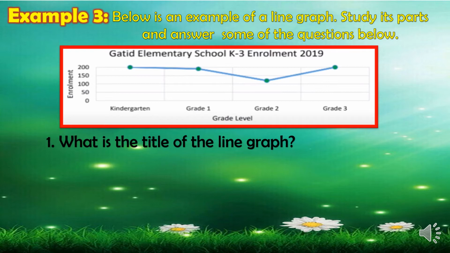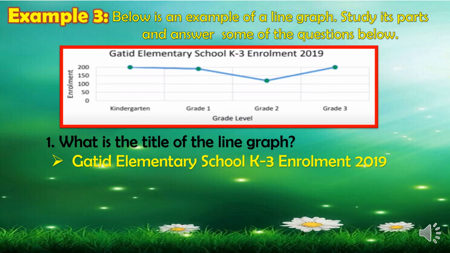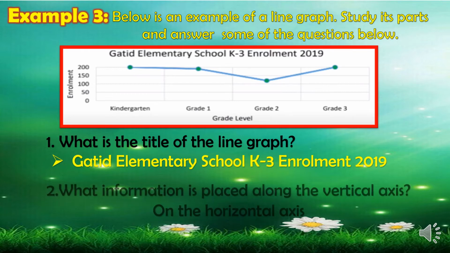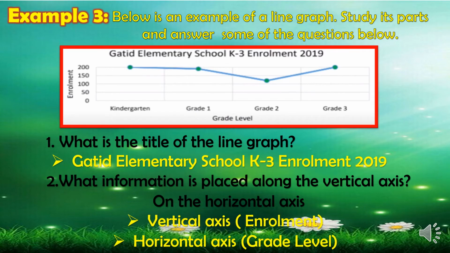So the first question is, what is the title of the line graph? So this is entitled Gatid Elementary School K-3 Enrollment 2019. And then what information is placed along the vertical axis and on the horizontal axis? So on the vertical axis, we have the enrollment. And then the horizontal axis, grade level.